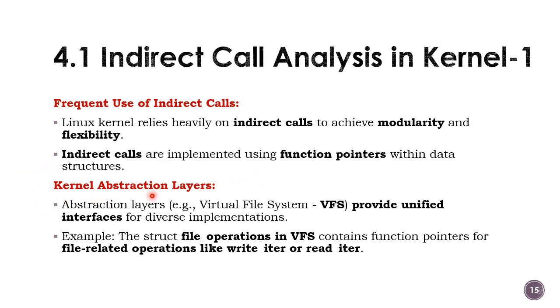And the second one is the kernel abstraction, like some of the services defined by the Linux kernel, like the virtual file system, VFS, which provides a unified interface. For example, file_operations in VFS contains function pointers for file-related operations like write_iter or read_iter. So even in a complete implementation like VFS, it still has abstraction using several function pointers.